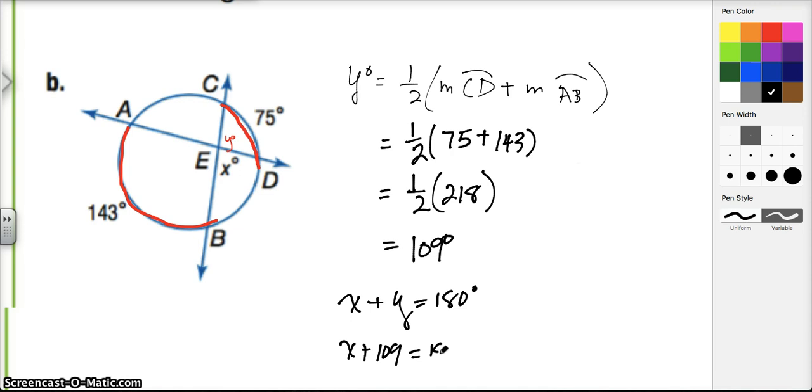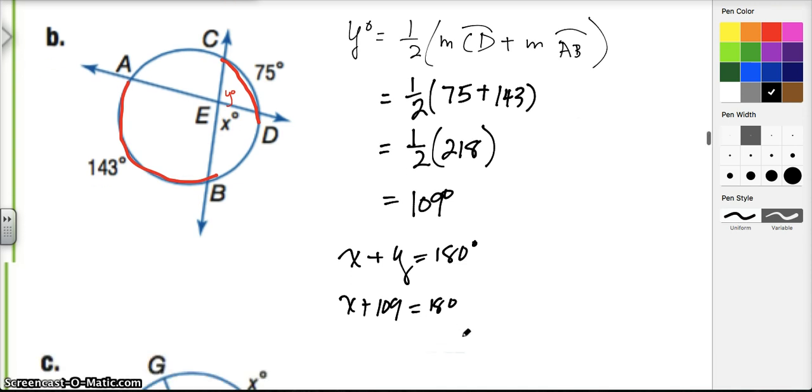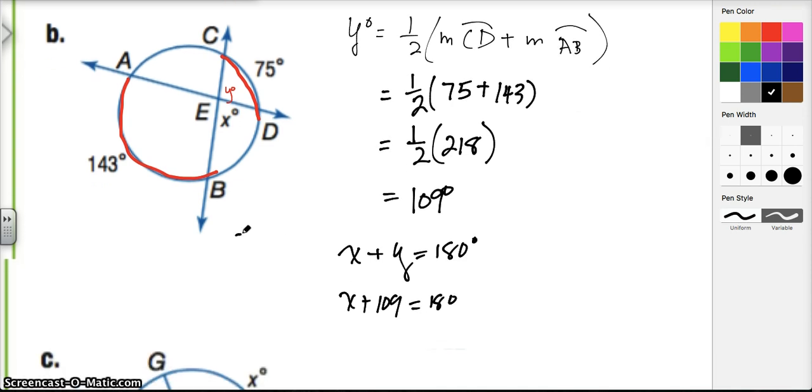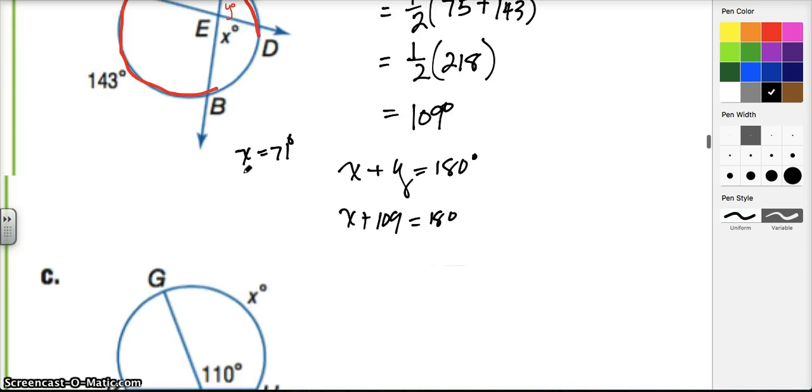And I'm sure you guys are quickly doing this problem yourself, and hopefully you get that x is approximately, what is that, 71 degrees? I think that works, right? All right, and so we have another one over here.